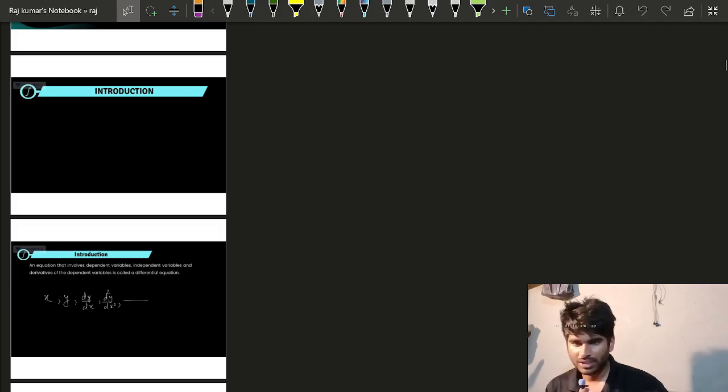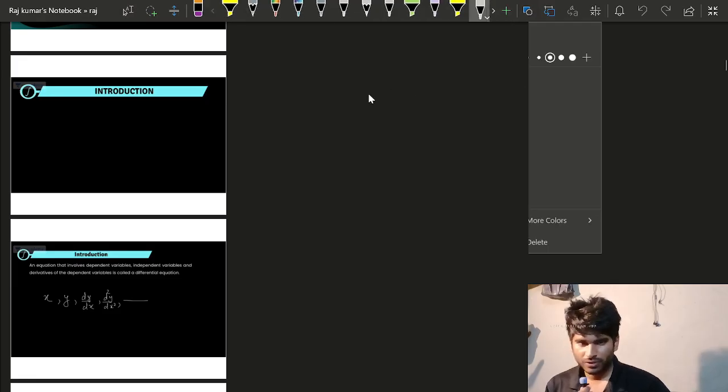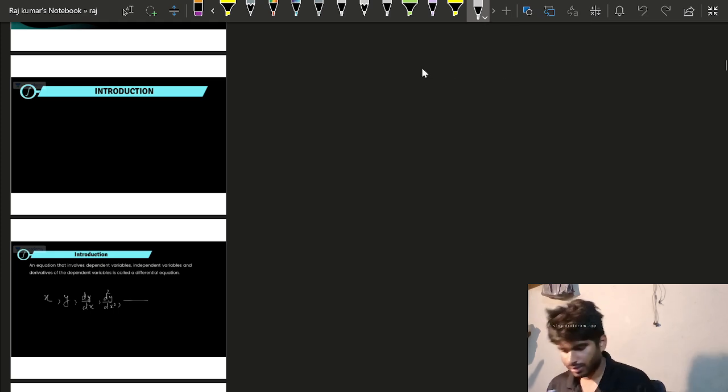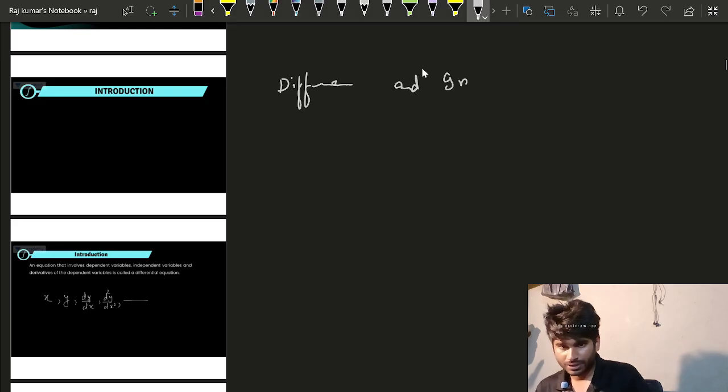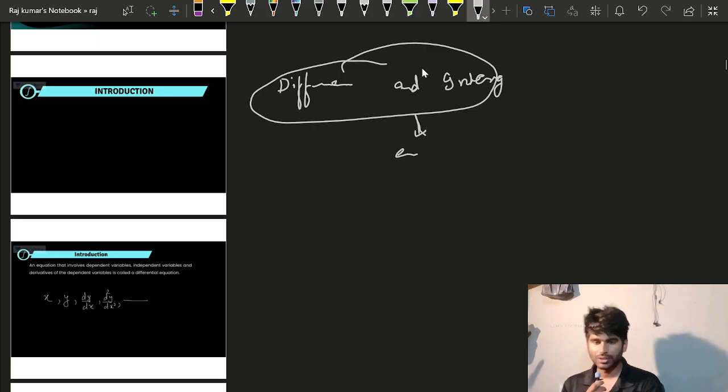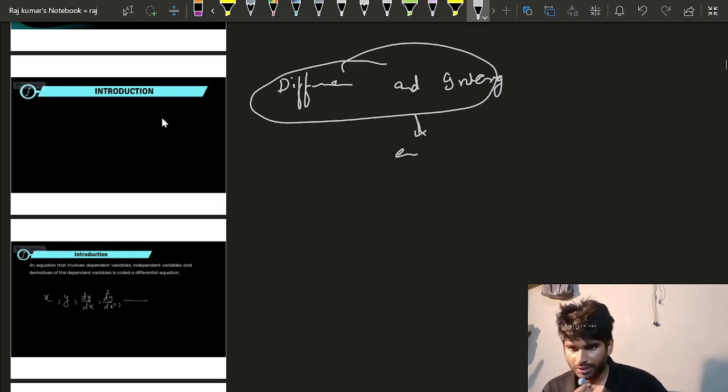So we know, just a minute, I want to write something and then I will try to explain it. First of all, differentiation is very important, and then integration. If you know these two chapters, then you will easily understand differential equations and how they are related to each other. I want to show you one PDF and then we will explain that concept here.